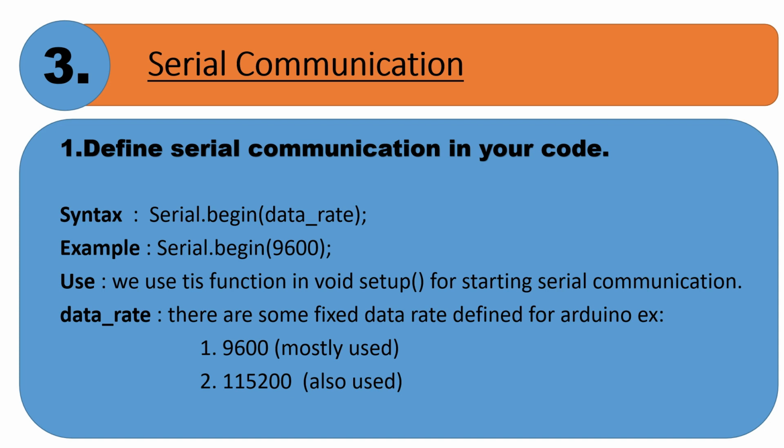Now we commonly use 9600 as the data rate. So the example is Serial.begin(9600), and we are going to use this exact line in most of our projects. It means we are starting serial communication at a data rate of 9600. Another one is 115200, and it is also used a lot, like in NodeMCU and other things.